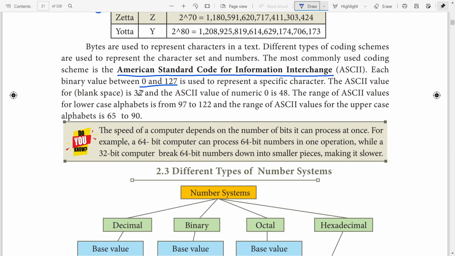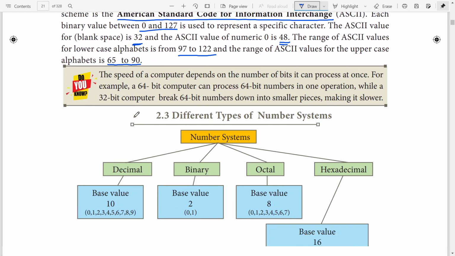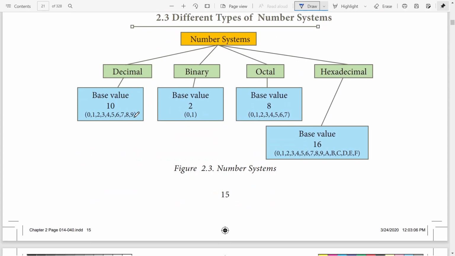The ASCII value for blank space is 32 and the ASCII value of numeric 0 is 48. Lowercase alphabets range from 97 to 122, and the range of ASCII values for uppercase is 65 to 90. Different types of number systems.